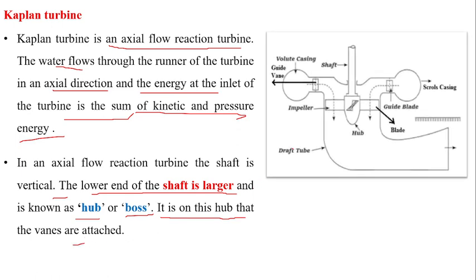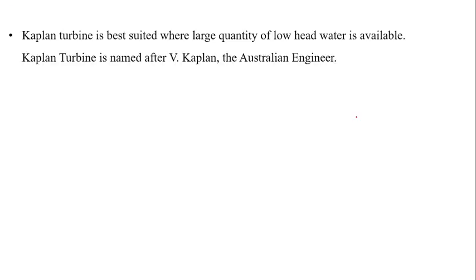We can see the hub, where the lower end of the shaft is larger and the vanes are attached on the hub. We call it the boss. The Kaplan turbine is best suited where a large quantity of water at low head is available. It is named after V. Kaplan, the Austrian engineer.